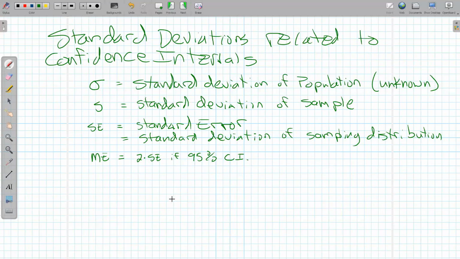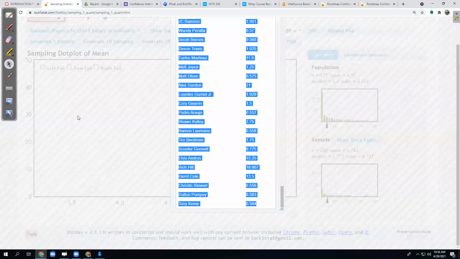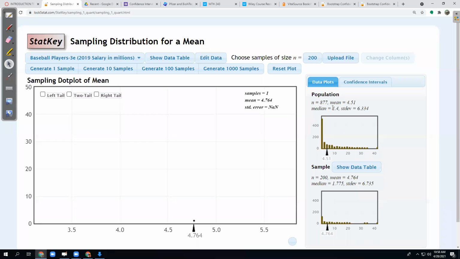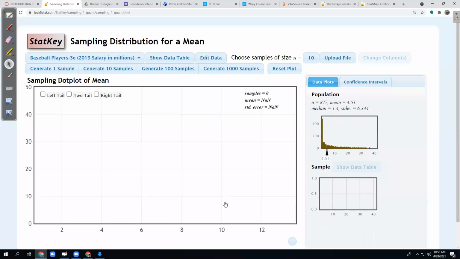So these 4 different numbers. I'm going to try and show those 4 different numbers back in StatKey, and then we'll move on to another example. Let's see, show desktop. So back to the original baseball data, the 877 baseball players. I got that again from StatKey sampling distribution for a mean down here. So this right here, the 6.334, since these are all baseball players in 2019 Major League, that is what we call sigma, the population standard deviation.